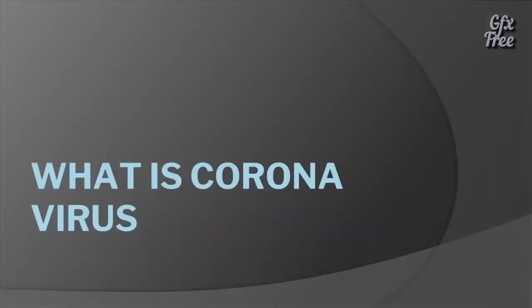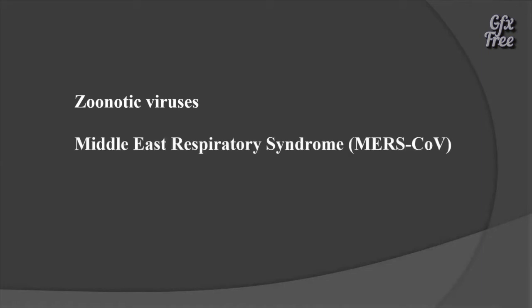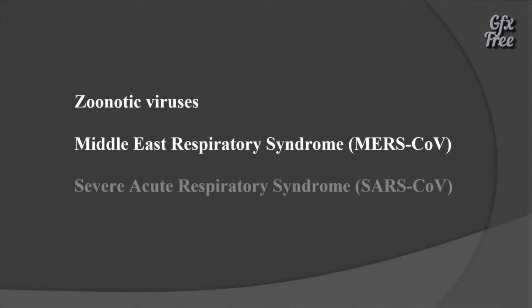What is coronavirus? They are a large family of zoonotic viruses, which means they are transmitted between animals and people. They cause illness ranging from the common cold to more severe illness such as Middle East respiratory syndrome and severe acute respiratory syndrome.